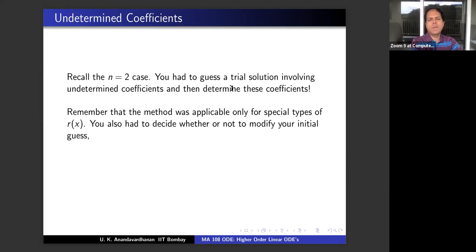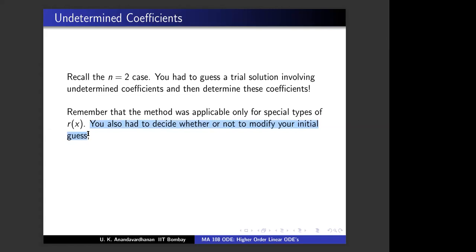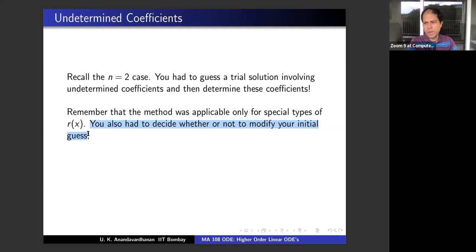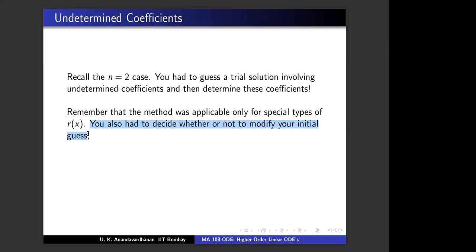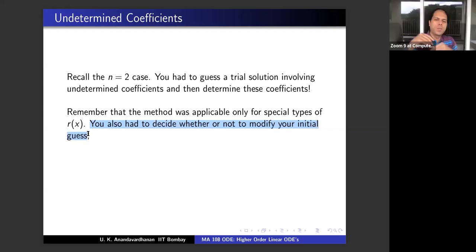You also had to decide whether or not to modify your initial guess. How did you solve this problem? You have the initial guess, and sometimes you have to slightly tinker with it. When did you have to modify? If the guess is already a solution of the homogeneous equation, then the method will not work, because when you plug it in, you will get 0 equal to something. So then you had to modify.